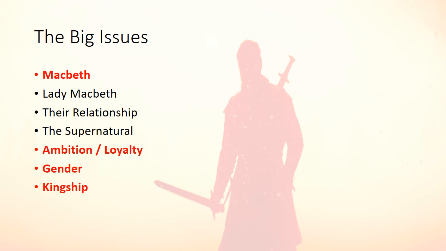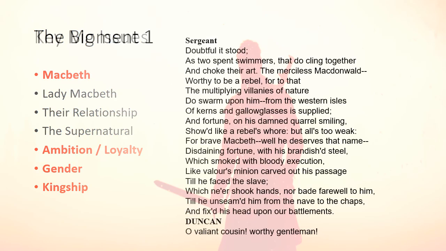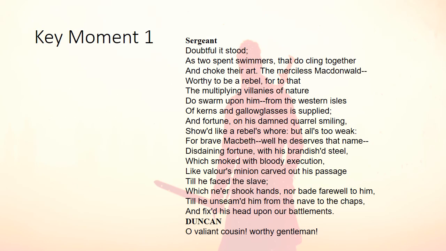Ambition and loyalty, because we hear a great deal about treachery as well at the same time here. Gender, because it's a great deal about masculinity. And kingship, because we see Duncan's behaviour as a king and what kind of a king he is. So we're going to take this through three key moments, and the first one comes right at the opening.